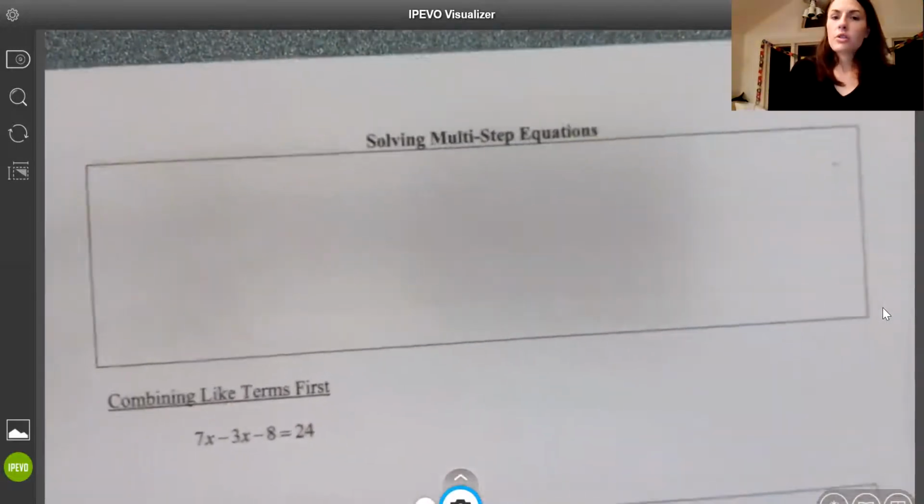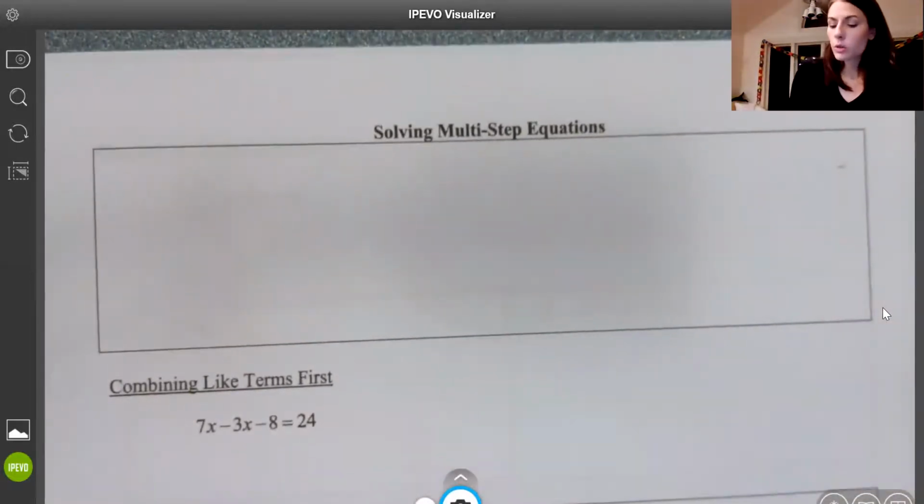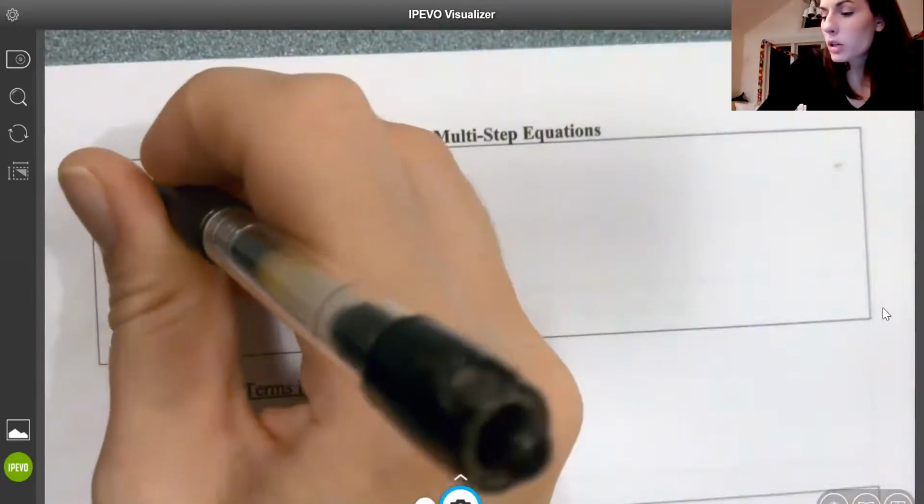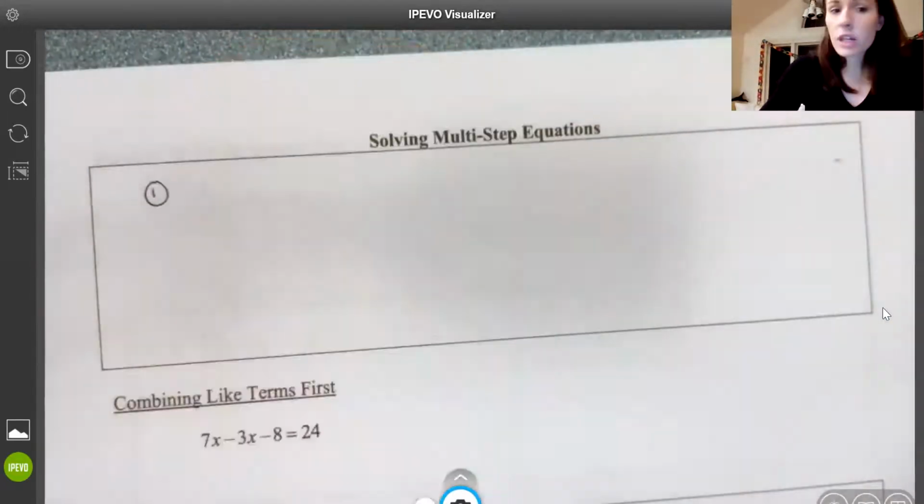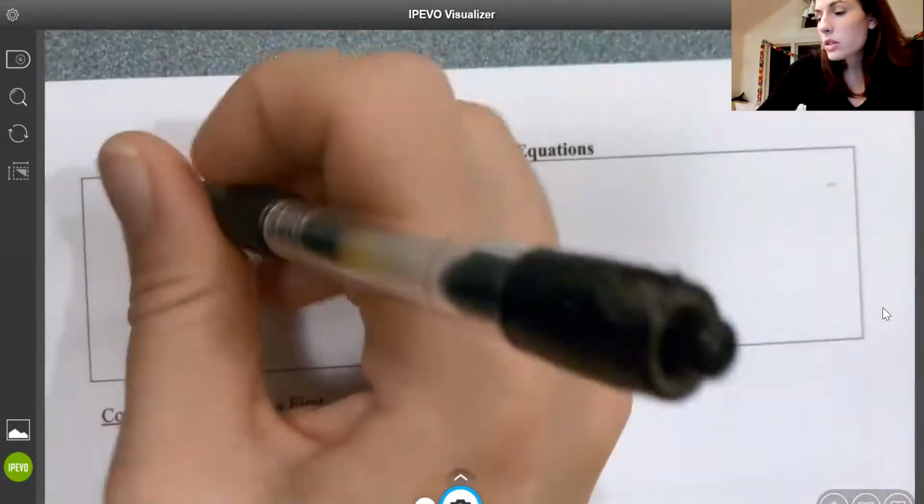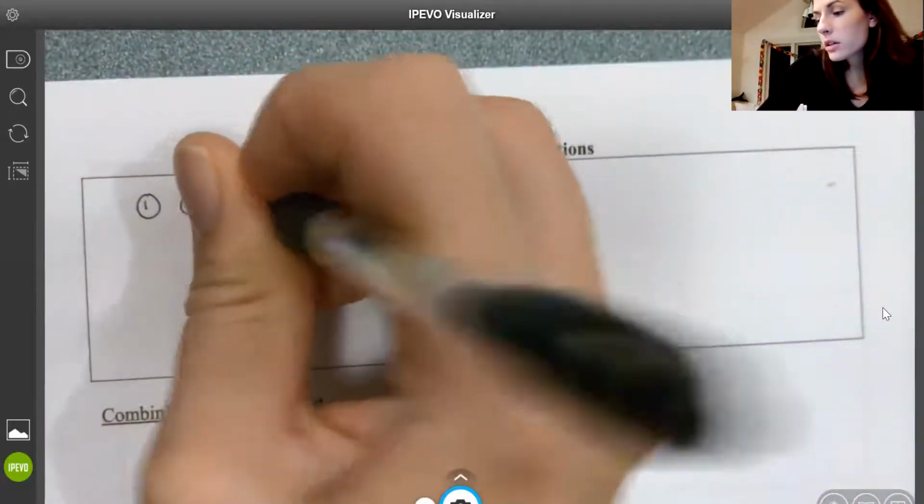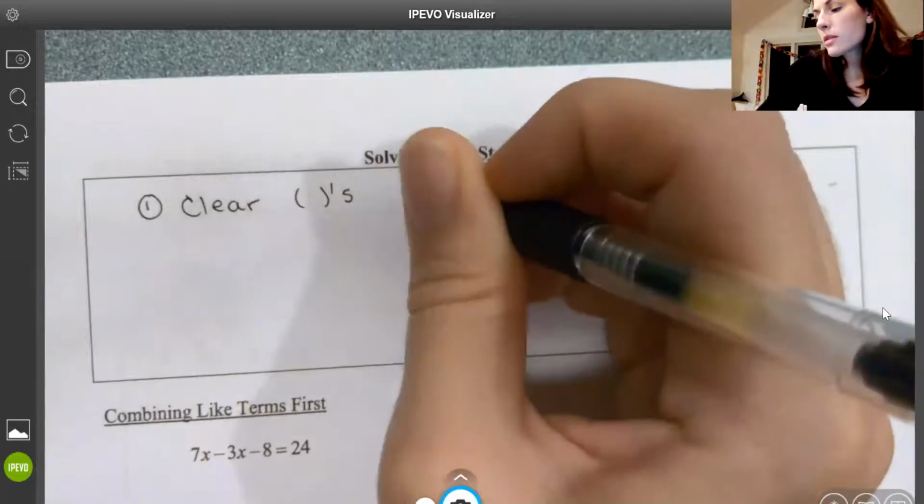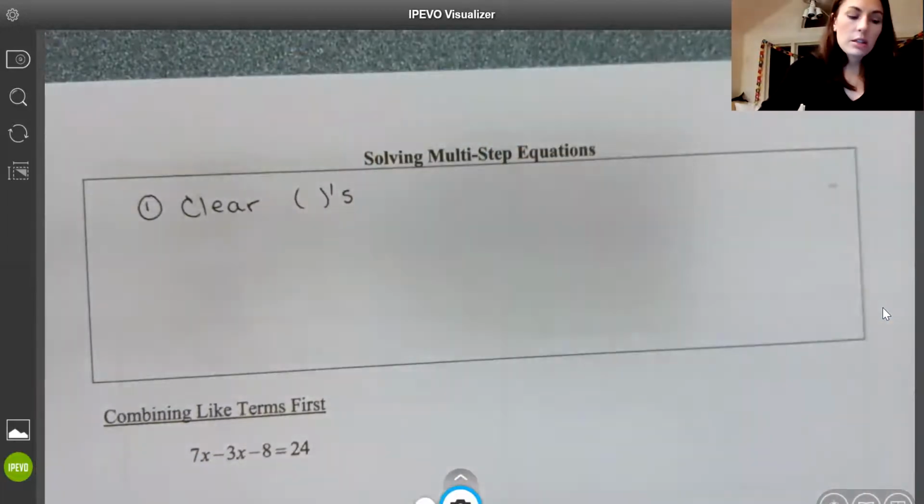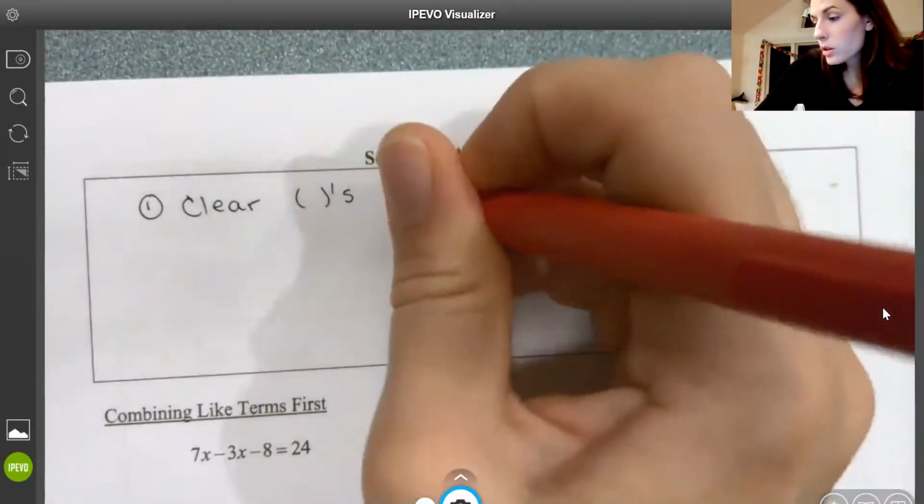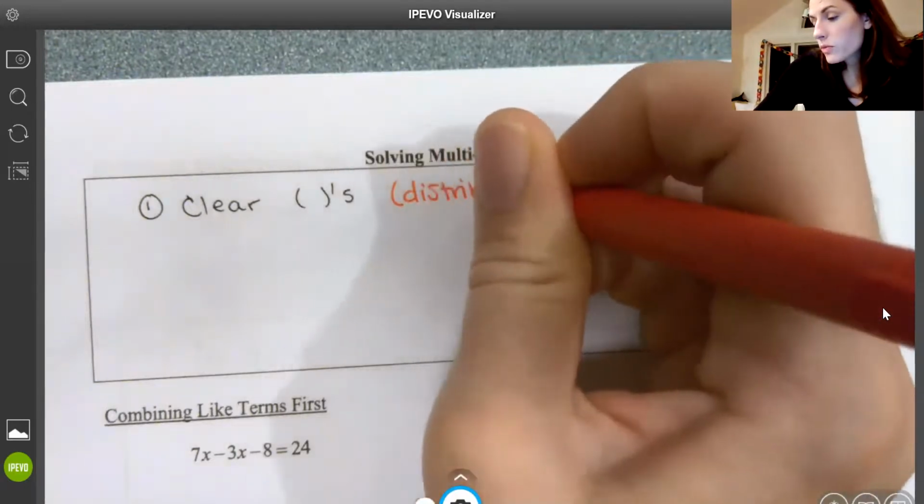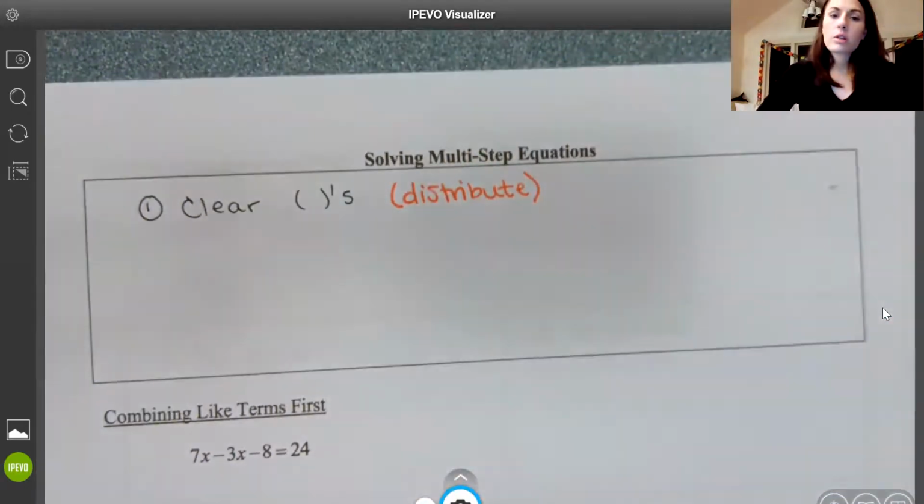So now we're going to move on to some equations that have a little bit more going on, so more than two-step equations. And so there's kind of a procedure that we want to follow when we're solving more than two-step equations or multi-step equations. And the first thing that we want to make sure that we do is we want to make sure that if there's any parentheses that we clear them first. So clear any parentheses. And what I mean by this is we're going to distribute if needed. Okay? So using the distributive property, we'll clear any parentheses.